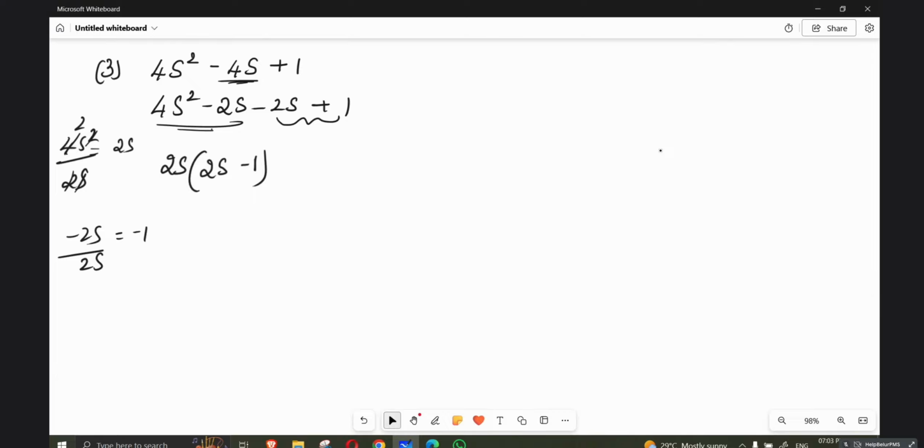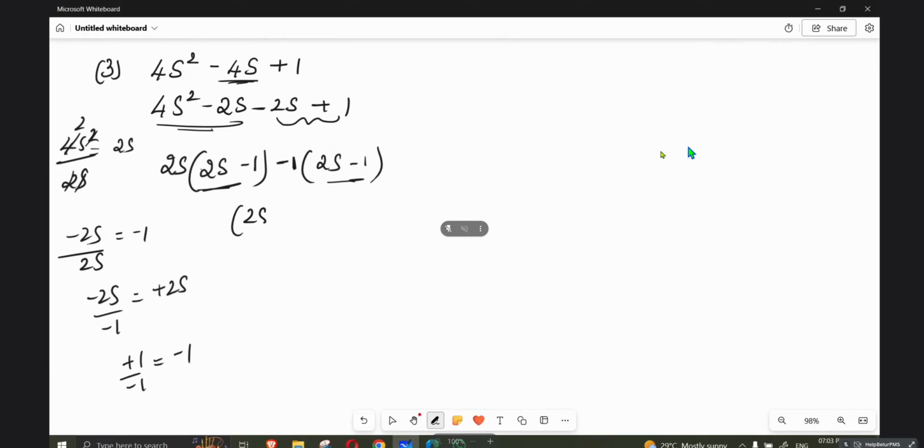Here you don't have any common factor, and I need plus inside, but here it is minus. That is why I will take minus 1 as a common factor. So minus 2s by minus 1, what will I get? Plus 2s. And plus 1 by minus 1, I will get minus 1. So I will write inside minus 1. Here both the terms you should get the same. Then whatever you have done until this point will be correct. So 2s minus 1 into 2s minus 1.